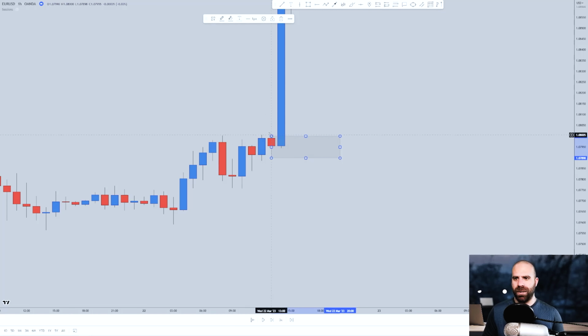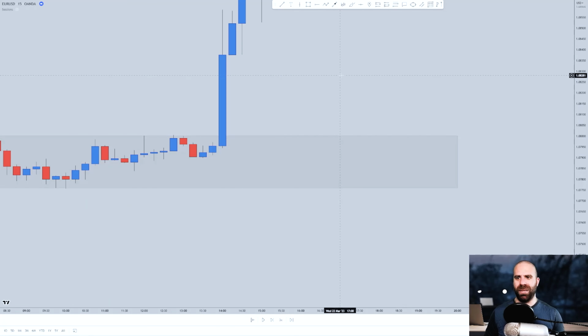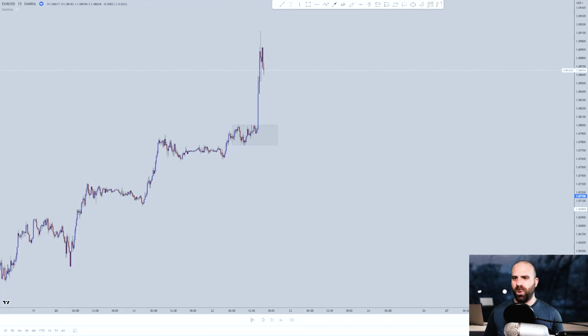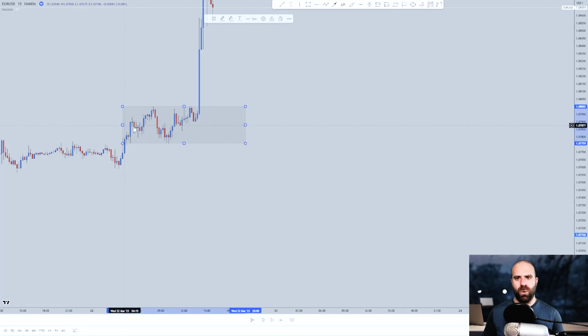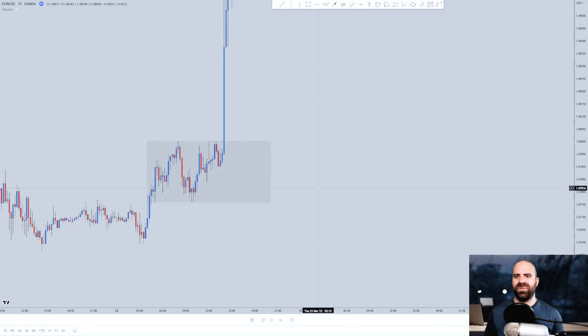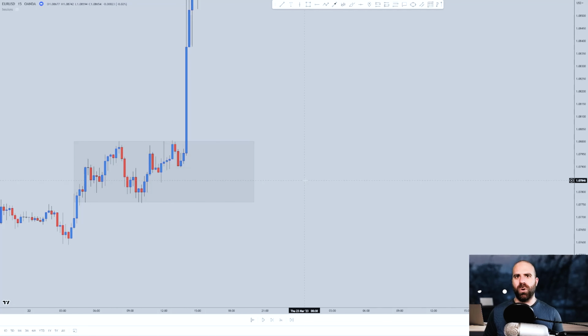This is mistaken. I will go ahead, for the beginning, and highlight this whole area, this down move before the break of structure took place. And when I have highlighted this area, I will scale down to the 15-minute time frame. It is important that I scale down on a lower time frame such as the 15-minute in order to check out the specifics of this area.